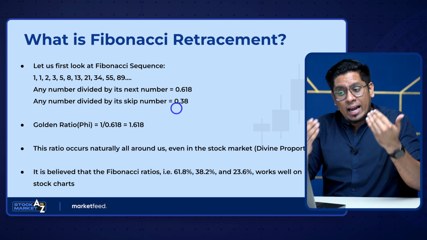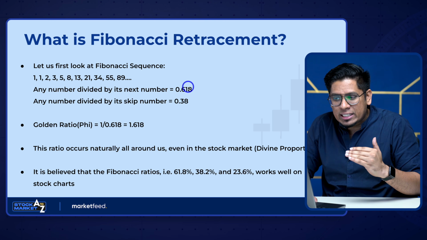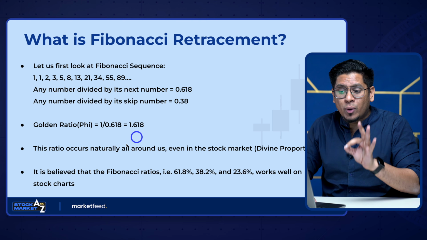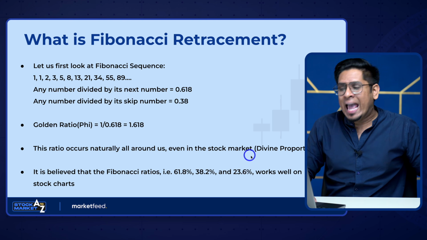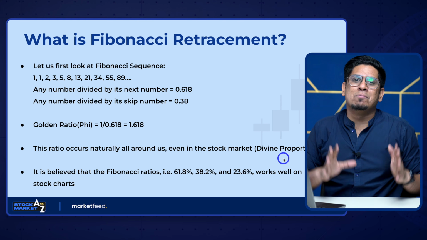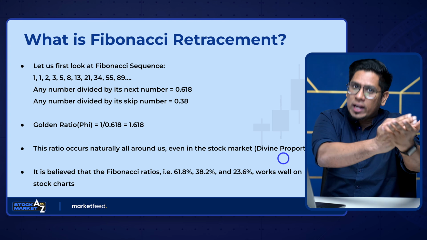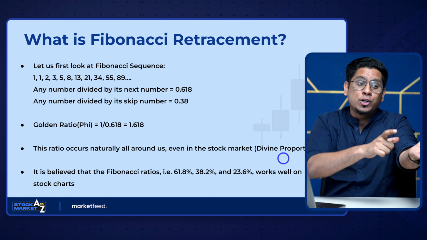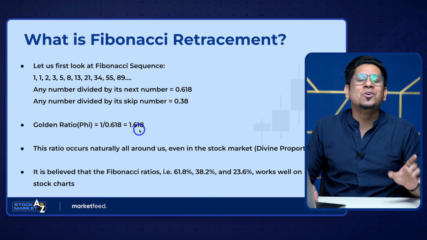Beautiful. Now there is another thing which is called the golden ratio. That is, if you divide 1 by this 0.618, you get 1.618. And this ratio, the golden ratio 1.618, occurs naturally all around us, including the stock market. And this is called divine proportion. Now, I'll give you some mind-blowing examples. For example, you take the measurement of your hand and then you measure the length from your elbow to wrist, and also from your wrist to the tip of your hand. You get 2 lengths. You try dividing that. The number will be 1.618, the golden ratio.